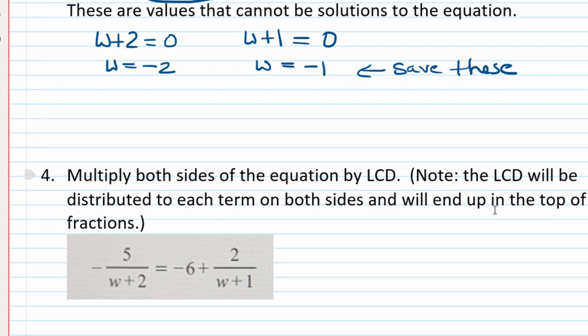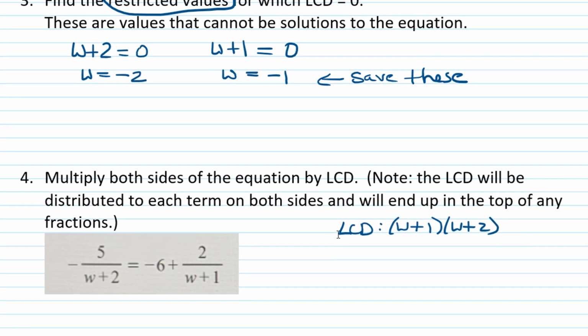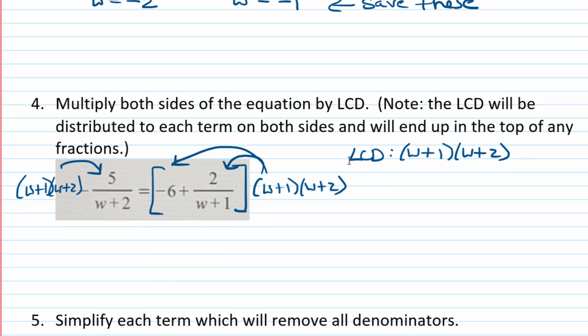The LCD, remember again, was w plus 2 times w plus 1. Okay, so we're going to multiply w plus 1 times w plus 2 on both sides of this equation. And the effect that that's going to have is that we're going to distribute it to each term. And when the terms are fractions, it's going to end up in the numerator of the fraction. And the reason for that is because when you multiply a whole number times a fraction, you think of it as being over 1, and you multiply the top times the top, bottom times the bottom. So on the left, we're going to have -5 times w plus 1 times w plus 2 over w plus 2.